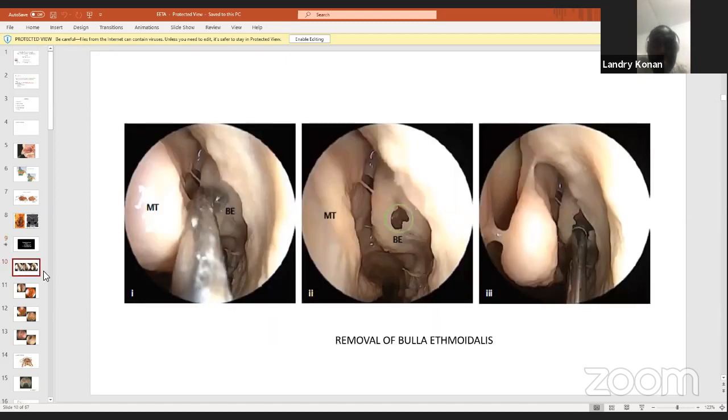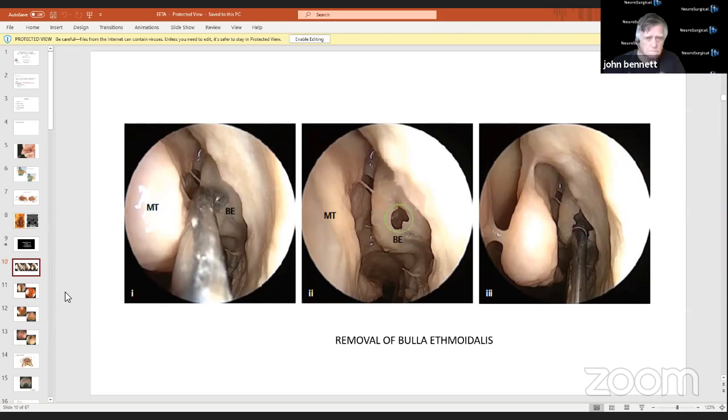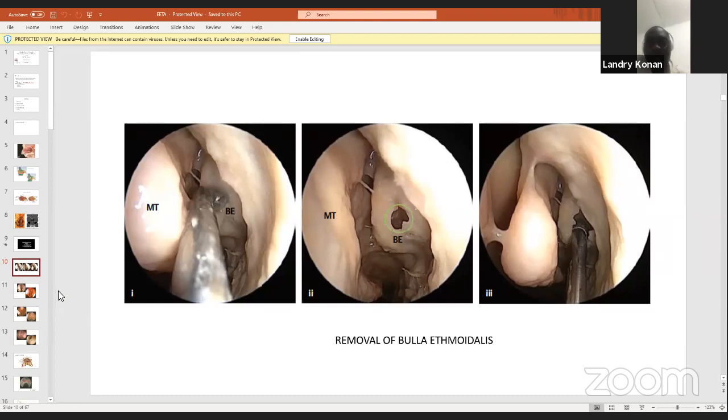So this is again to show you the relationship between the middle turbinate and the bulla ethmoidalis. It's just lateral to the middle turbinate. That's just what I want to show you here. On the next two right pictures, you see how we can use a forceps to crush down the bulla ethmoidalis. It will give you more space to move the middle turbinate laterally. Next slide.